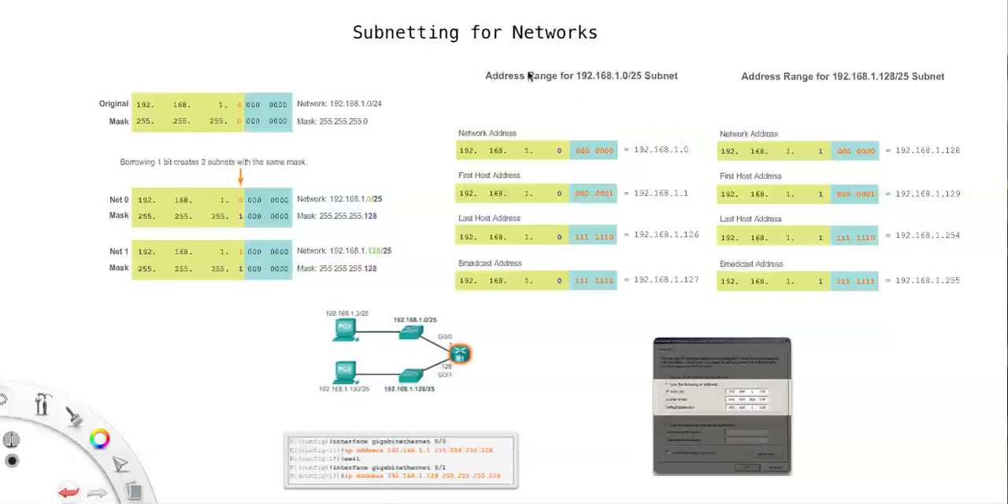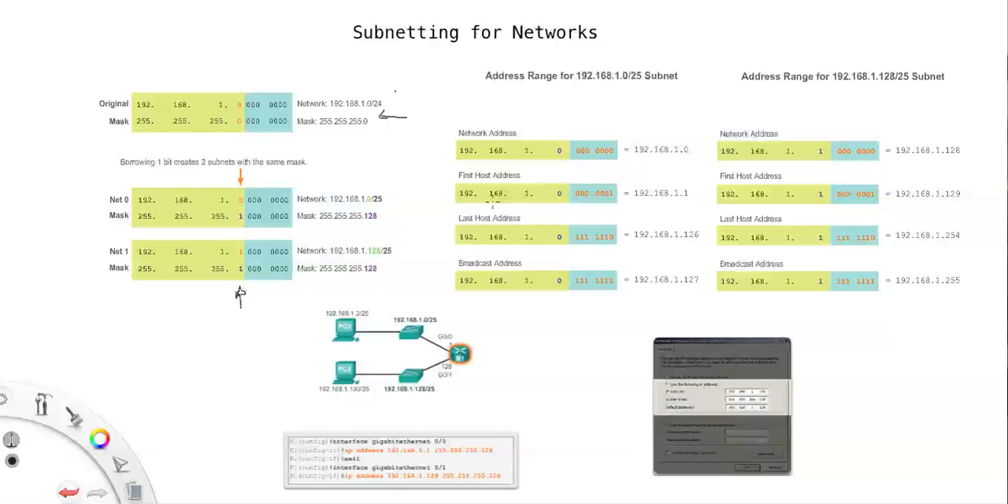What we have here is an address block of 192.168.1.0 with a subnet mask of 255.255.255.0, or a /24-bit subnet mask. And what we are trying to do here is break this address block into two subnets. And the way you do that is by borrowing host bits. And we'll get into this really deep in the next example.